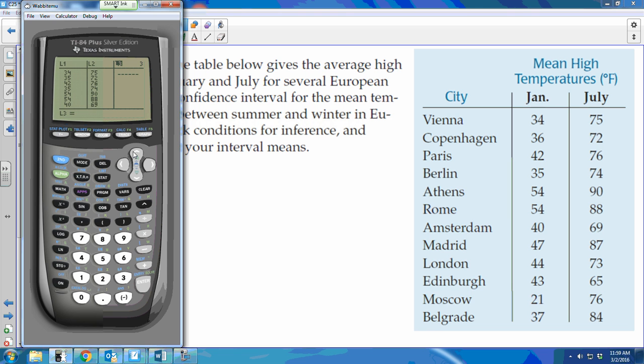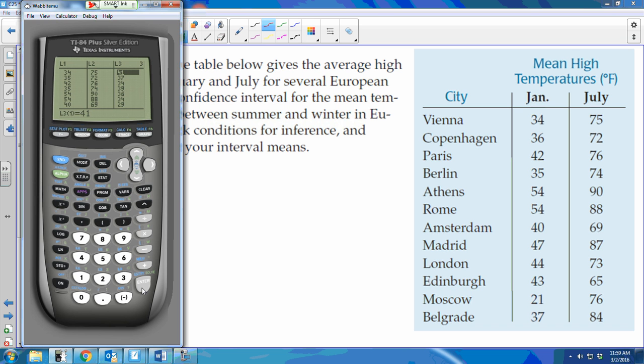All right. Again, we need to look for the differences. So in list 3, we are going to find the differences in temperature. Highlight where it says L3, so you have to actually go above the first cell, to the actual title. I'm going to do July minus January, that just seems to make more sense. I'm going to do L2 minus L1, and it's going to subtract all of those pairs for us. All right, so now we have our list of differences.